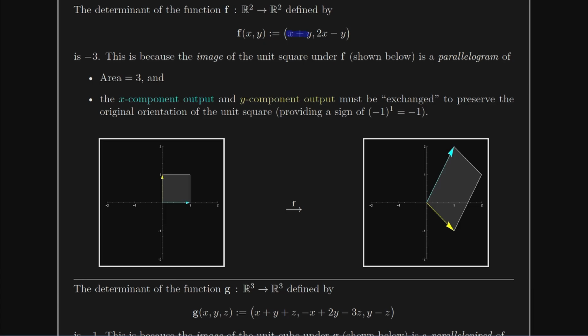This is the same function we analyzed earlier, x plus y, 2x minus y. You see that the y direction ends up facing downwards and the x direction ends up facing upwards. So we're definitely going to get a negative determinant. And once we know it's a negative determinant, what is the area? You could go through your trigonometry and find out that the area here is 3. So the area of that parallelogram is going to be 3, and it gains a negative sign because we flipped the x and y directions.